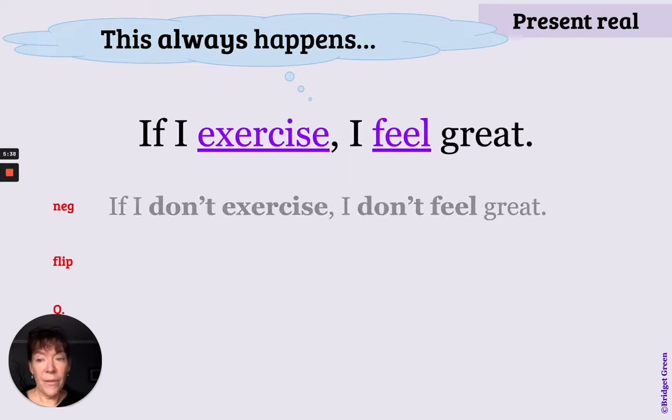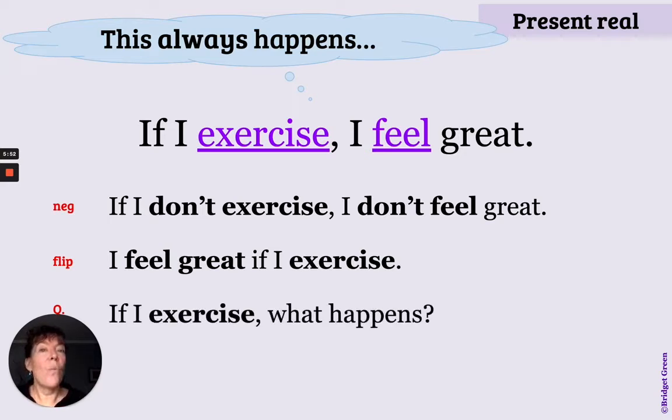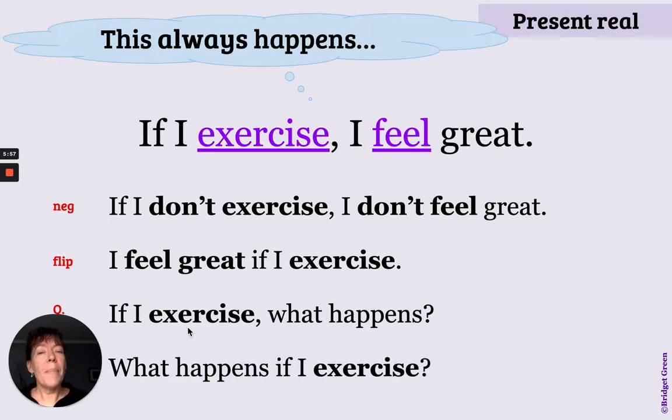Notice the negative. If I don't exercise, I don't feel great. And you can flip those two clauses. The if and the then clause can flip. I feel great if I exercise. If I exercise, what happens is the question. Or again, the flip. What happens if I exercise? When you have the if clause, then you will see the comma. If the if clause is first, there's a comma. If the if clause is second, there's no comma.